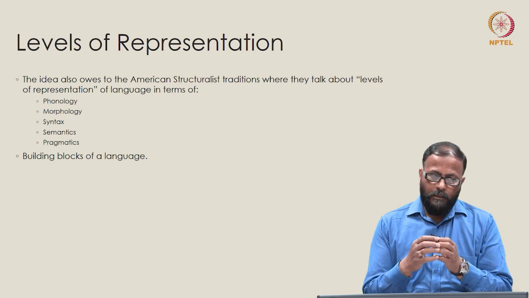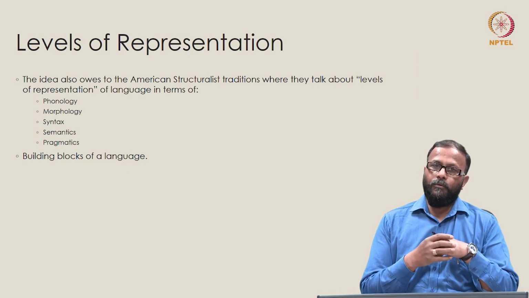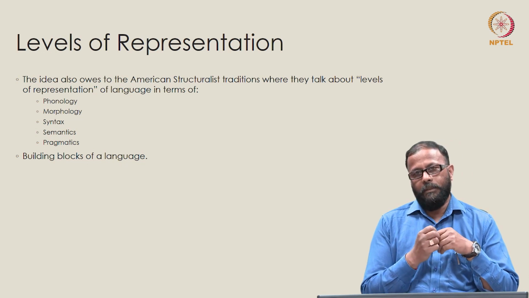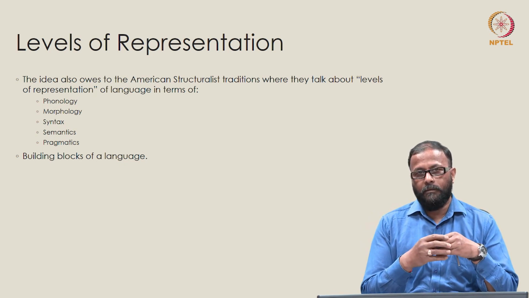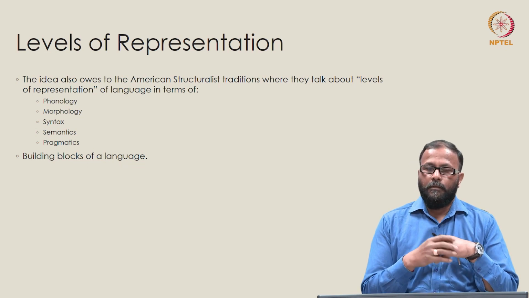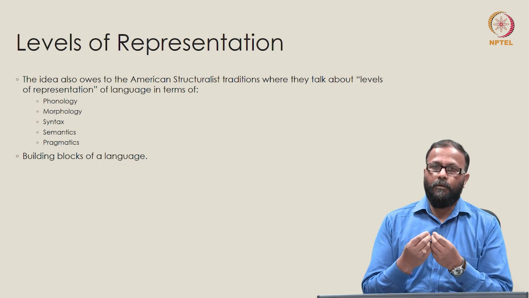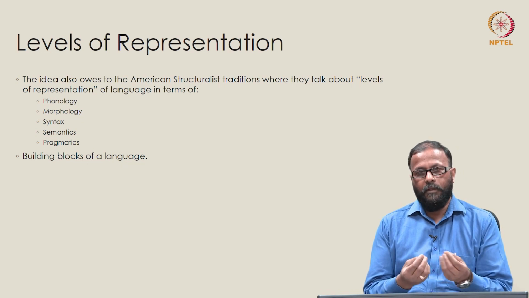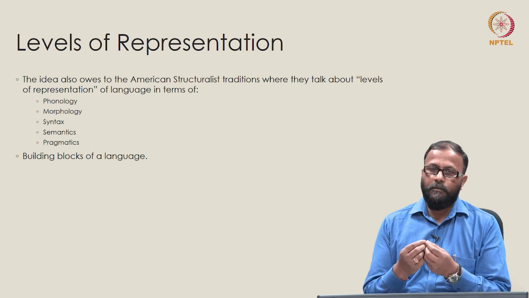This idea that language is a structure and a definite system also owes to the American structuralism, where they talk in terms of building blocks of a language and levels of representation. And so, what are the levels? What are the building blocks? Sounds, right? Sounds are the minimal units of language. Then these sounds are arranged in a particular string, in a particular combination to give certain meaning. So, then we reach another level where these sounds are combined and called words. Then these words are combined into utterances and sentences, right?